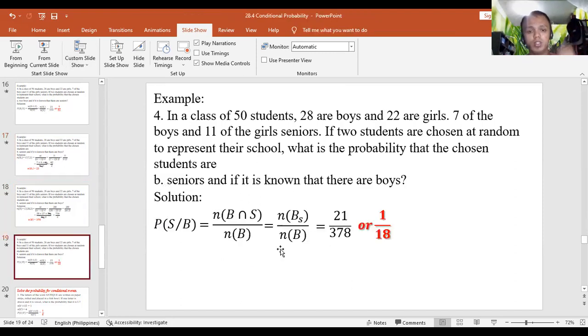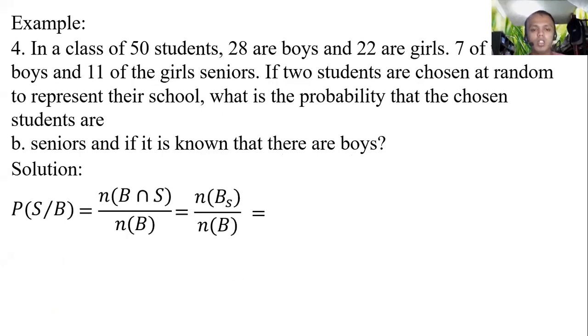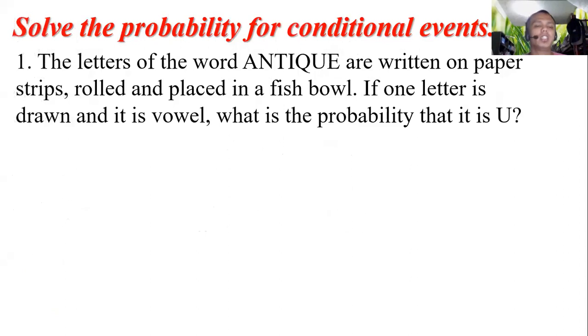Now, here, no? Okay, the intersection of boys and senior now is equal to 21, then the number of events for boys is 378. Get the lowest term, that would be equal to 1 over 18. Okay? Now, let us have an exercise. Solve the probability for conditional events.